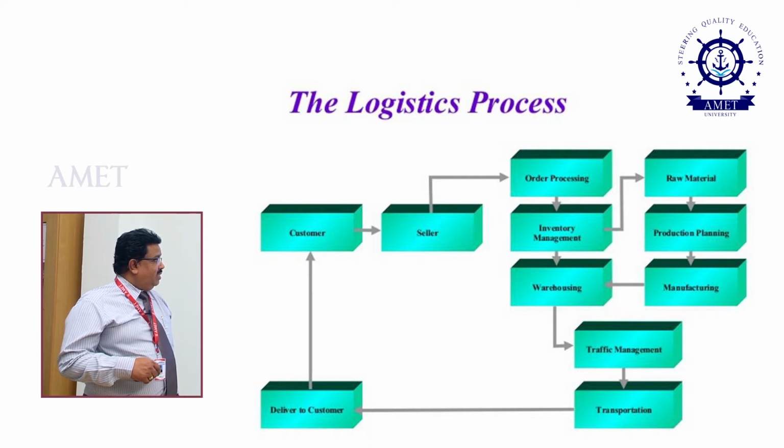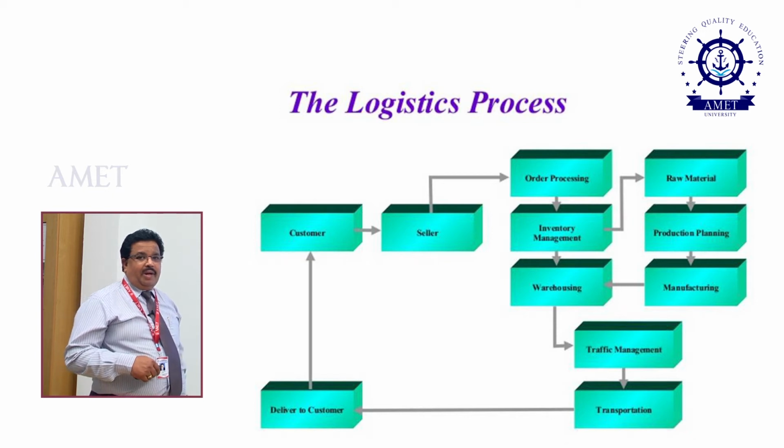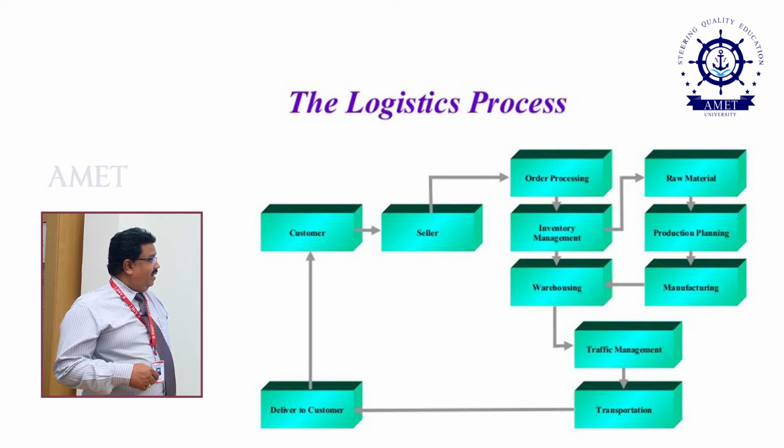Once the order has been processed, it will go to inventory management. Inventory management is nothing but maintaining the stock: how many phones are available, what the order level is, etc. All those things are converted into the inventory level. Once the inventory level says yes, the product is available, it goes straight to the warehouse.